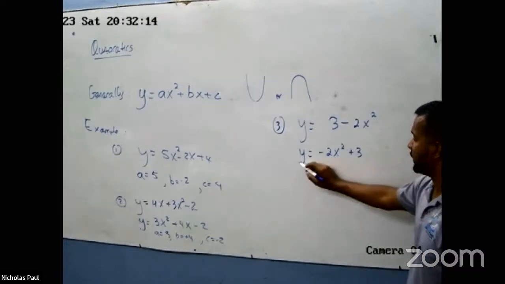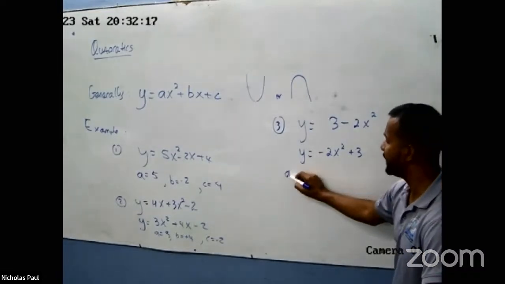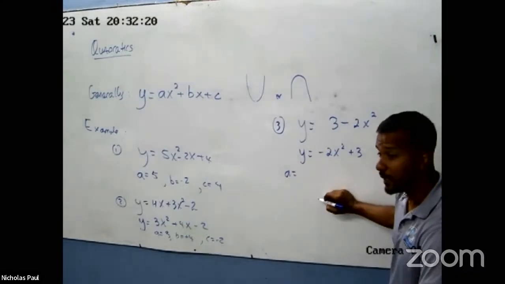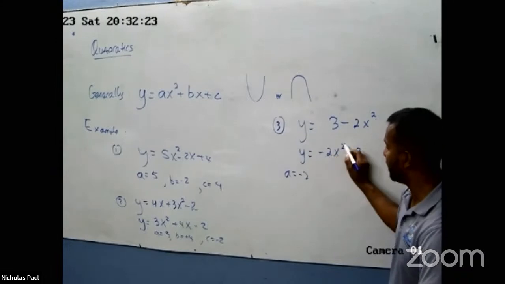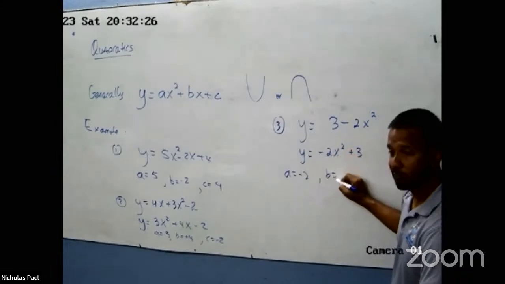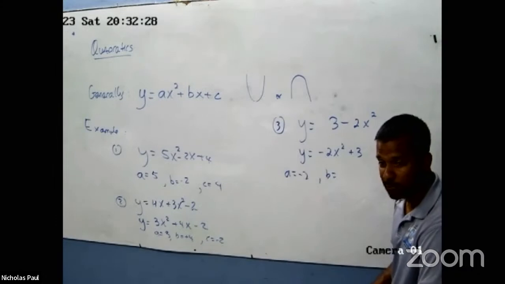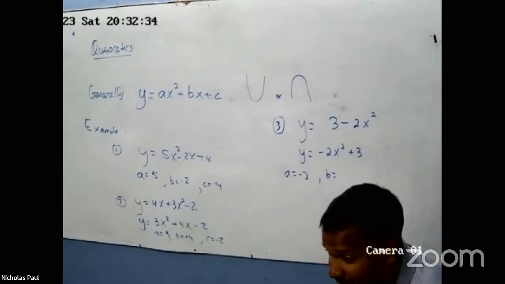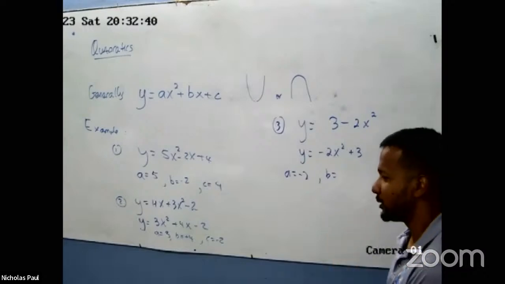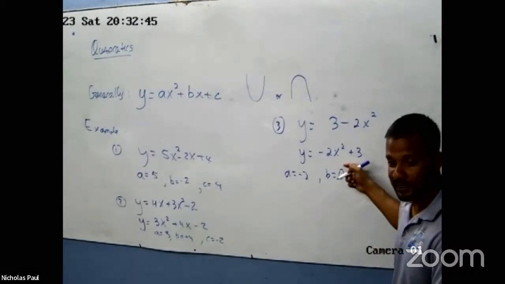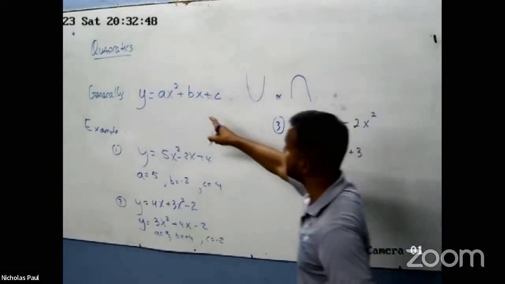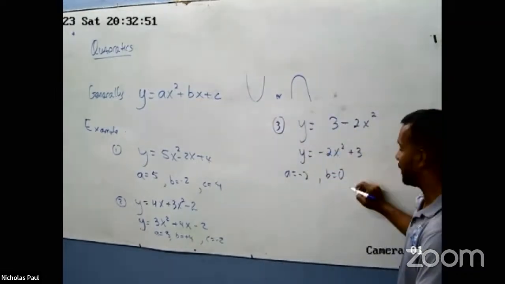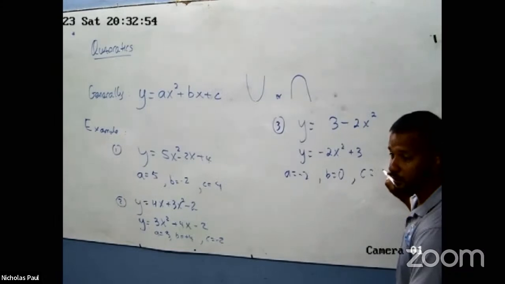So y is equal to this. Now A is what? A is minus 2, the value and the sign in front of x squared. What about B? You have a guess for B? Very good, there's no B. There's no x term. You all realize that? It went straight to the constant. And C is 2.